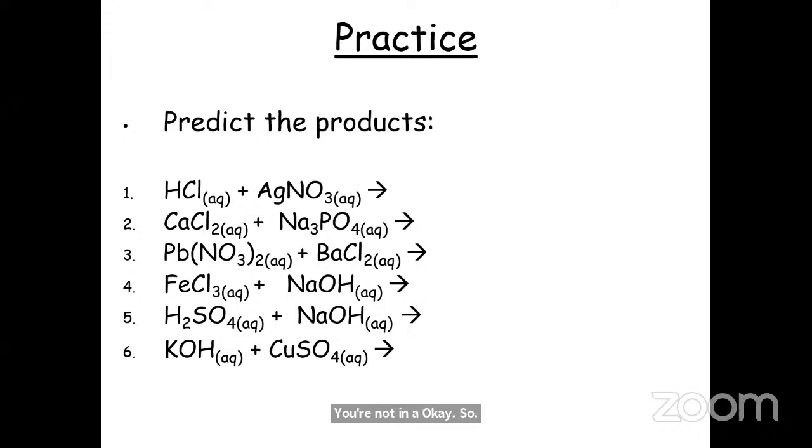We have practice questions here for you to predict the products that will be formed from this series of equations. So this is a practice question for you. And that brings us to the end of the class. If we have any question in the next few minutes that is remaining, I will attend to your question.